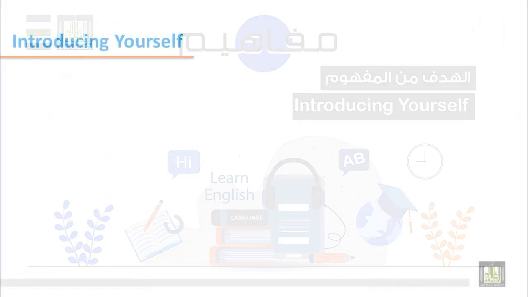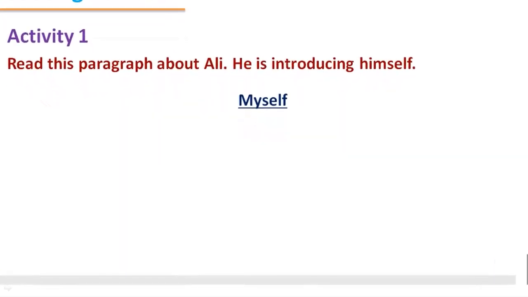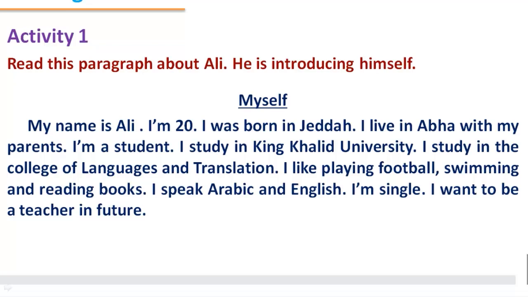Introducing yourself. Activity 1. Read this paragraph about Ali. He is introducing himself. Myself. Ali has written about himself in this paragraph, and he has written the title Myself, and the title here is underlined. Let's look at the full paragraph.